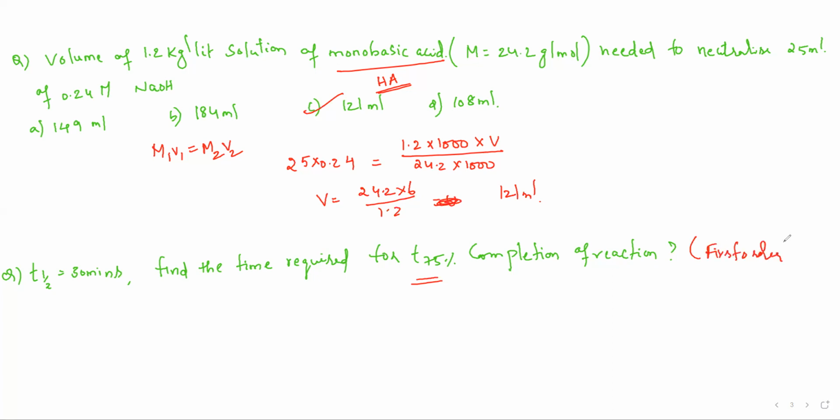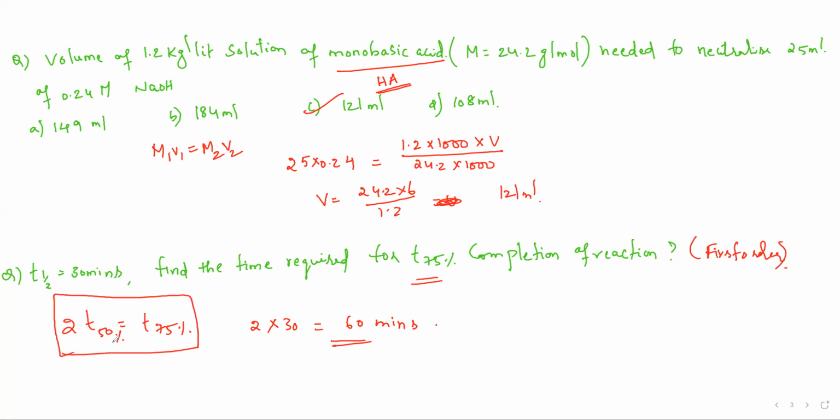First order reaction is specified in the question. So when t50% is the half-life, 2 times t half is equal to t75%. So that direct formula you can use. So 2 into 30 is equal to 60 minutes. So the answer is 60 minutes. This is a shortcut formula for finding t75% with the help of t half.